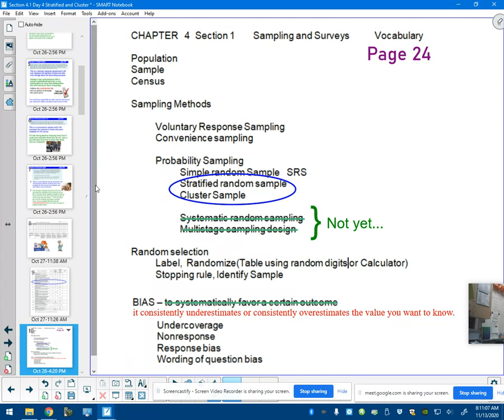So if somebody says, here's a situation, is this simple random sampling? You need to say to yourself, okay, can I have a group of all guys? Can I have a group of all girls? And if the answer is no, or if the population was put into different groups first, then it's not simple random, because there are some groups that will not be able to be selected. We have not talked about systematic or multi-stage yet, but we will.